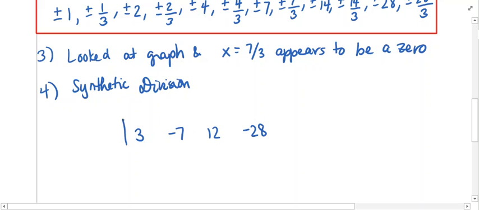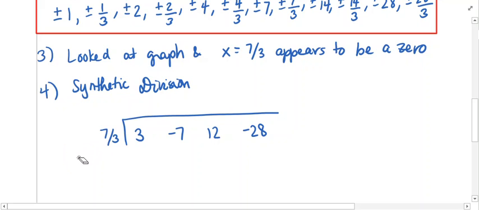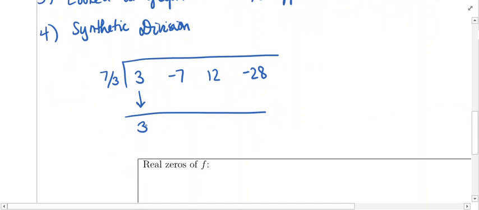So that's what goes here, and we have to put a number out front. And remember what goes there. That is going to be the number that we think is the zero. We think it's 7/3. Remember, if this does indeed produce a 0 remainder, the factor is going to be x minus 7/3. Make sure you understand going between the zero and the factor. So this is how you're going to set it up. Now let's do the synthetic division. We're going to bring down the 3 to begin with. Then we multiply. 3 times 7/3 is going to give us 7.